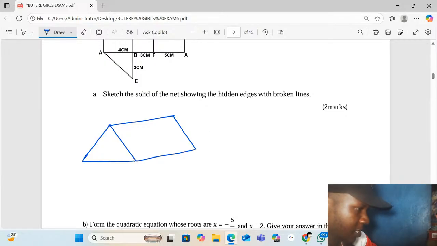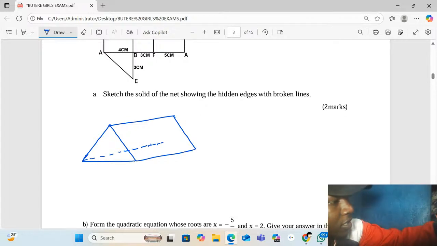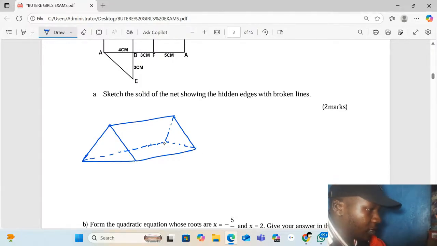So the hidden edges, let me show you. Now these are the broken lines that are going to help us see the hidden edges. So those are the hidden edges. We have this one and the other one at the back. So we can even give it the dimensions, like here we are having 4 centimeters.